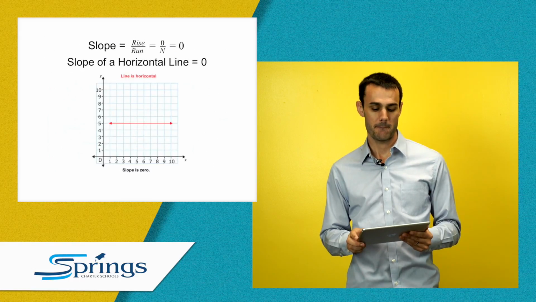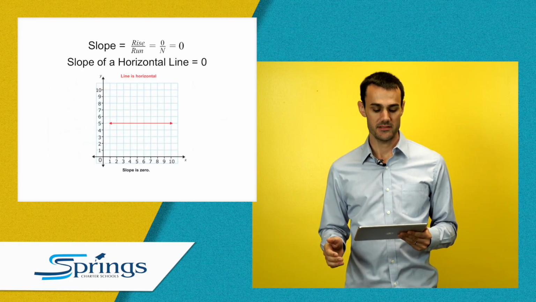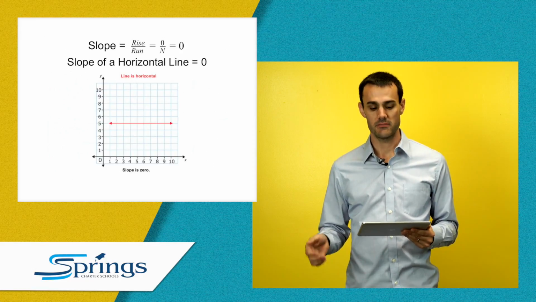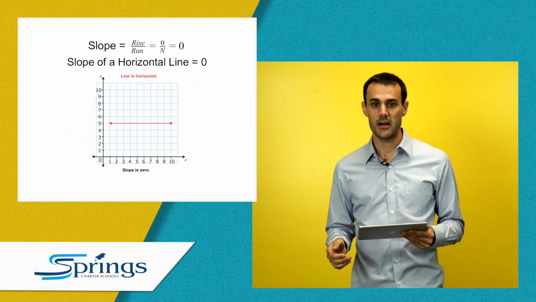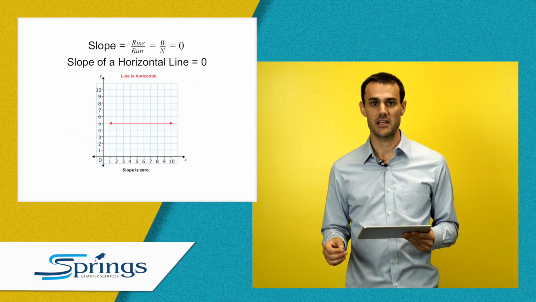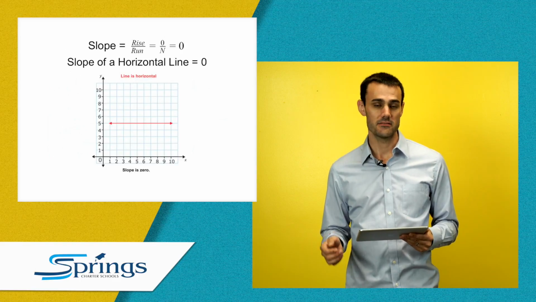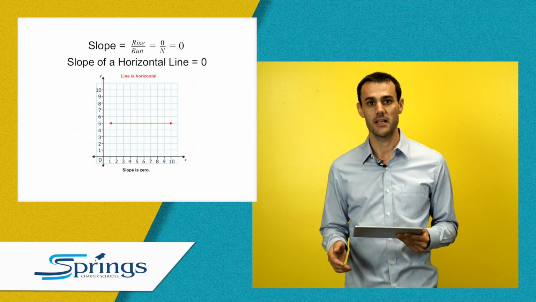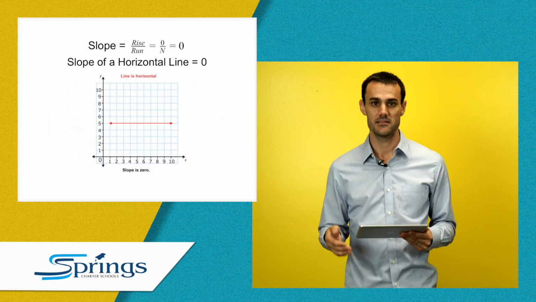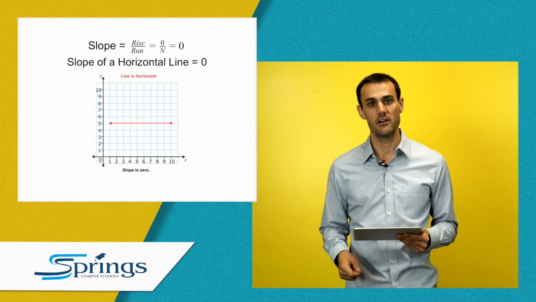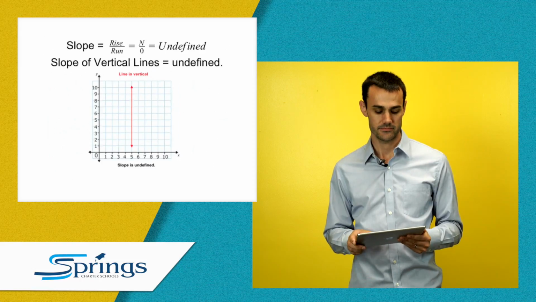Now, here's a tricky one. This is called the slope of a horizontal line. This line is running from left to right or right to left. This line has a very special type of slope, and the slope is actually 0 in this case. There is no rise. The line is simply running from left to right, so therefore the slope is 0. So anytime you see a line that looks like this, we should automatically know that the slope is 0.